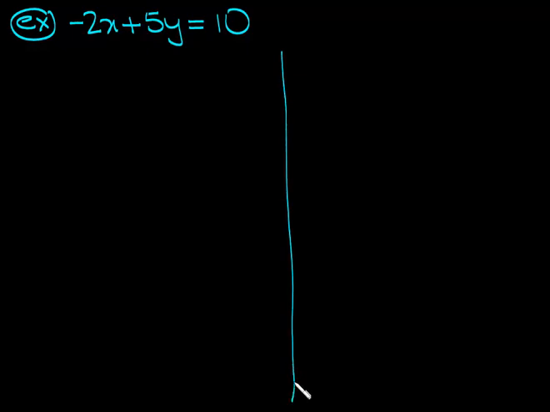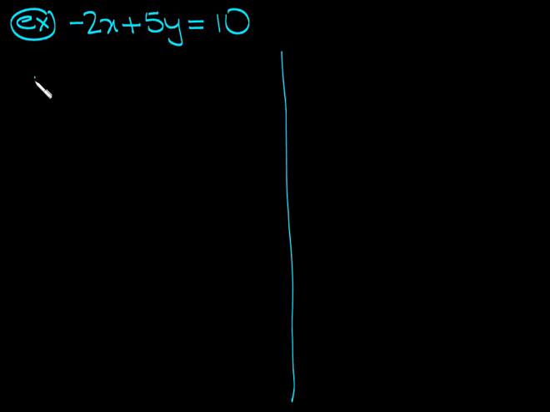So let's say you have negative 2x plus 5y is equal to 10. Okay, and I want to graph this line. I'll do it 2 ways. I won't use the first method, but I'll use the last 2 methods that I just showed you. So I'll just draw a line in the middle here. Okay, so let's start with the second method.